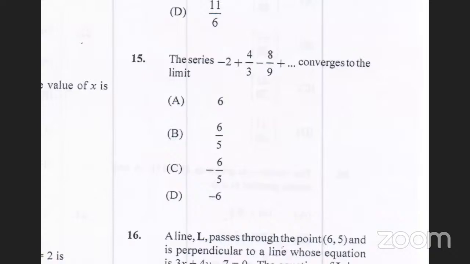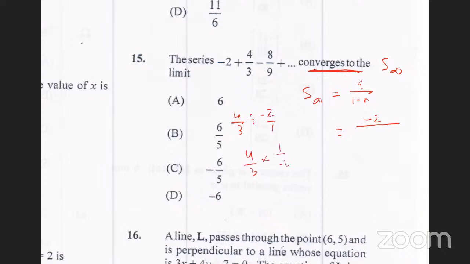Converges to what limit? So first thing, converges to what limit? What they're talking about here is sum to infinity. The only convergent series is GP. So they want us to find the sum to infinity, which is a over 1 minus r. We know what a is. r will be 4 over 3 divided by minus 2, or 4 over 3.